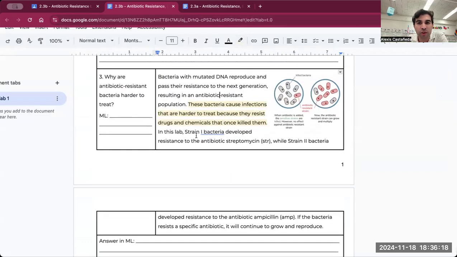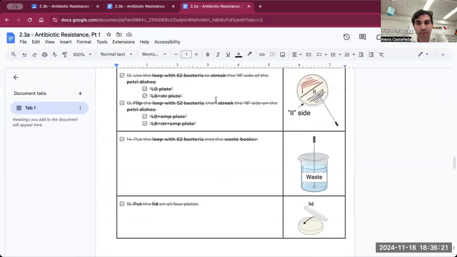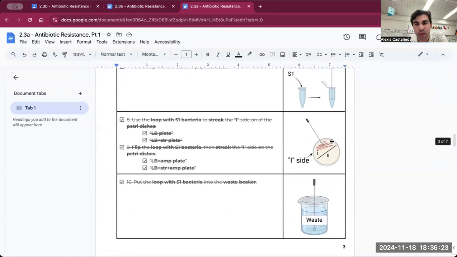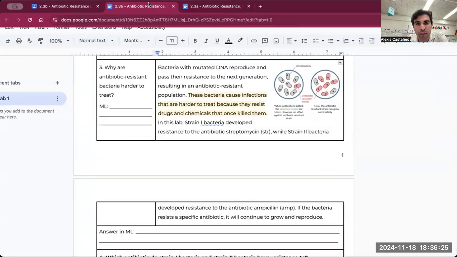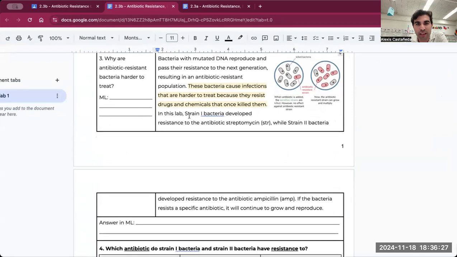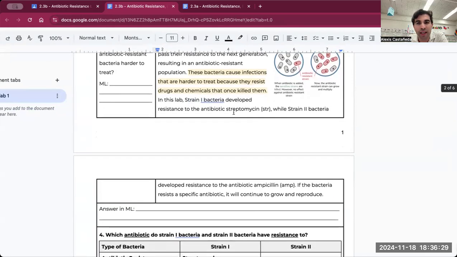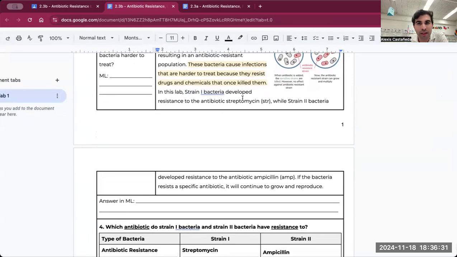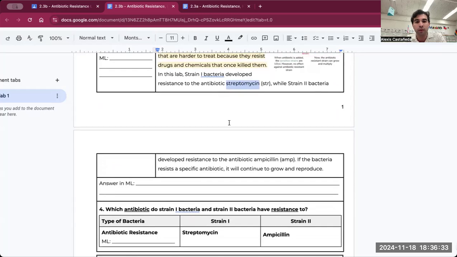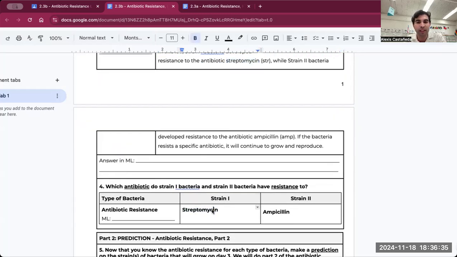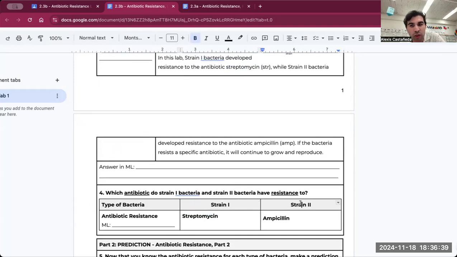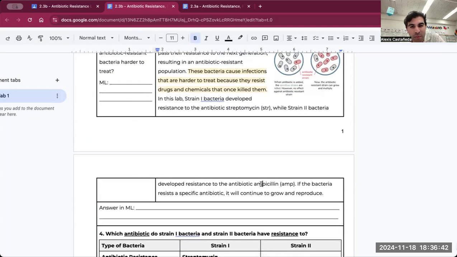So if we're looking here at strain 1, remember strain 1 bacteria was the one that we put on the left side. We know that this strain 1 bacteria has developed resistance to the antibiotic streptomycin. So when I come down here, streptomycin is what strain 1 is resistant to. Strain 2 is resistant to ampicillin.